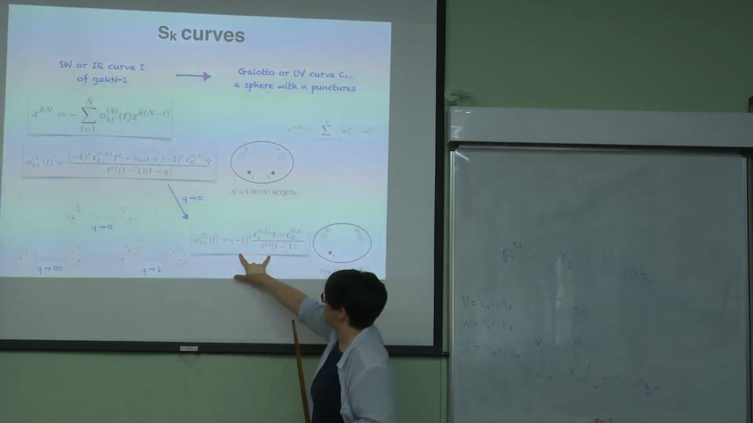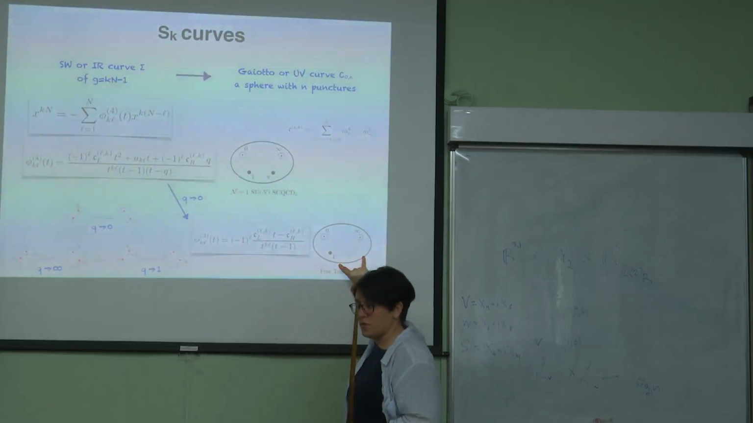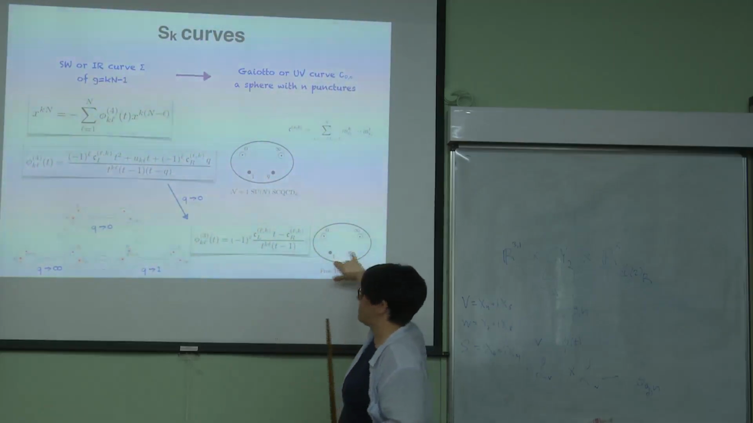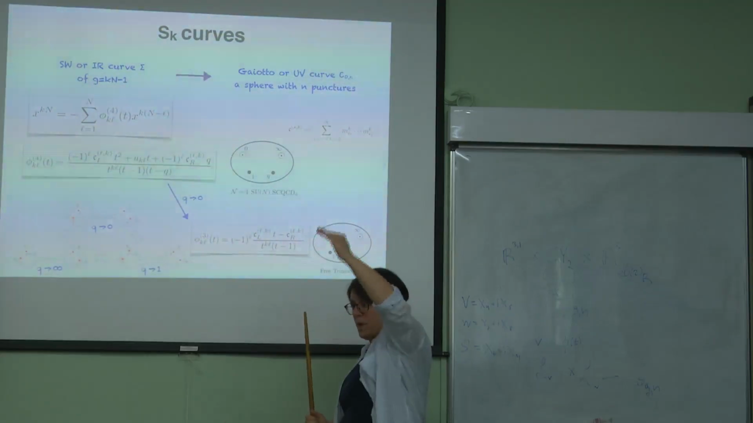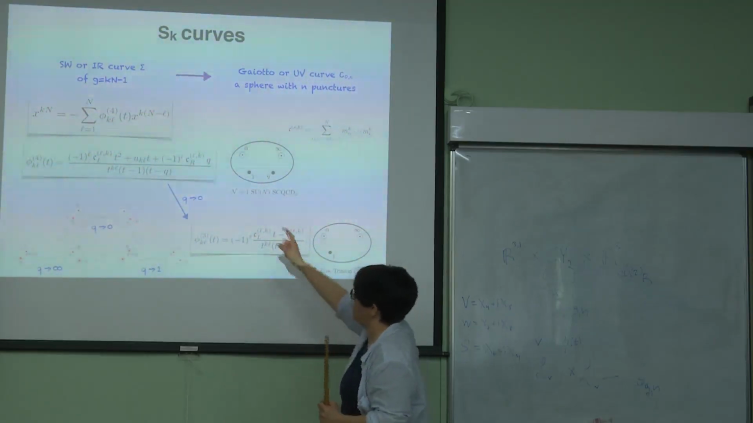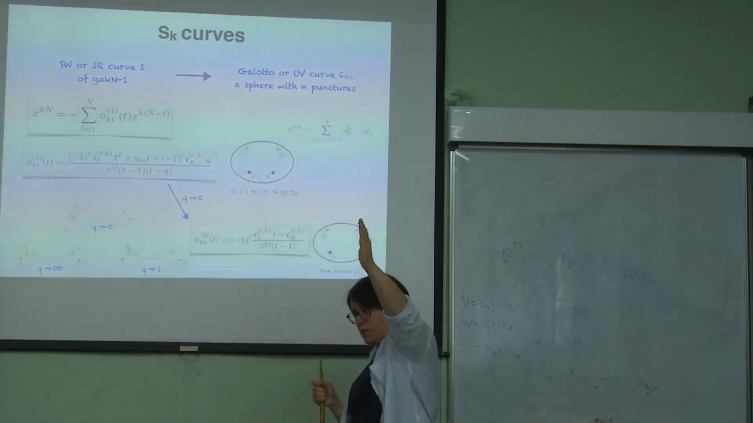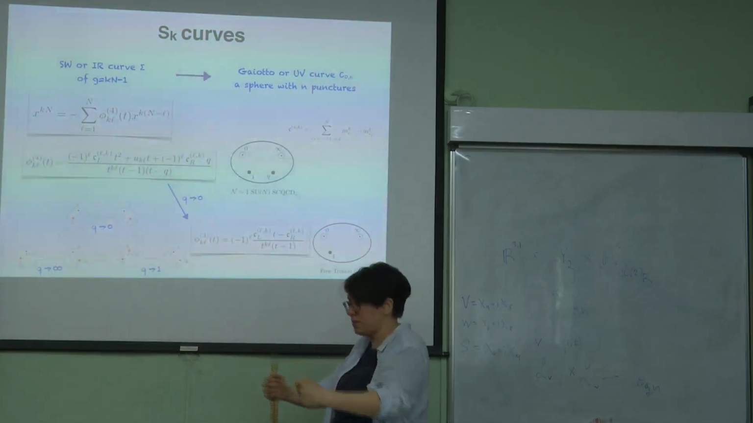This is what happens. You get a curve that looks like this, which is immediately interpreted as a 3-punctured sphere, which is just free hypermultiplets. So this is immediately like this. And so you can either compute it by doing the weak coupling limit, or you can compute it from scratch and check that you get the same thing.